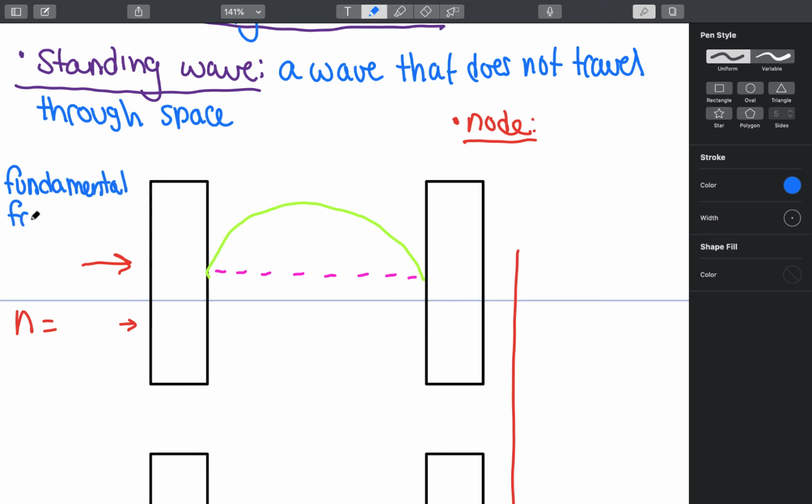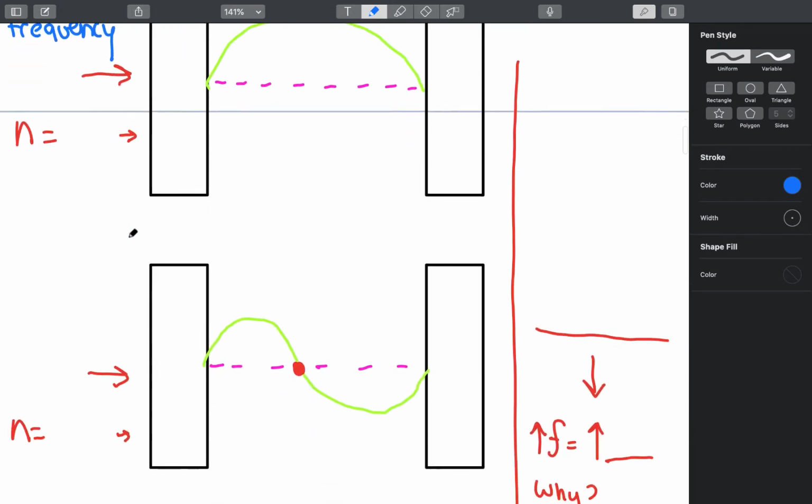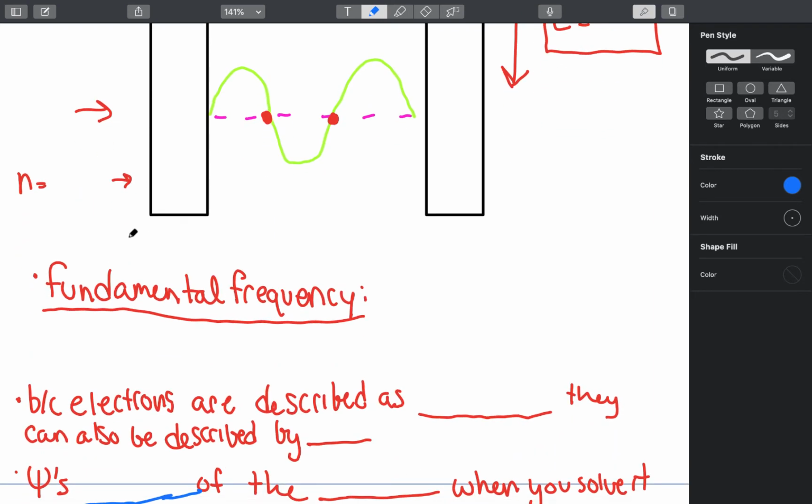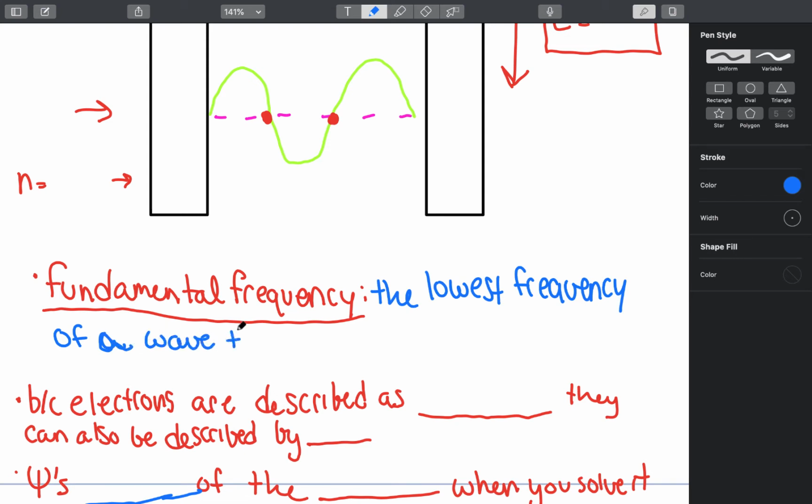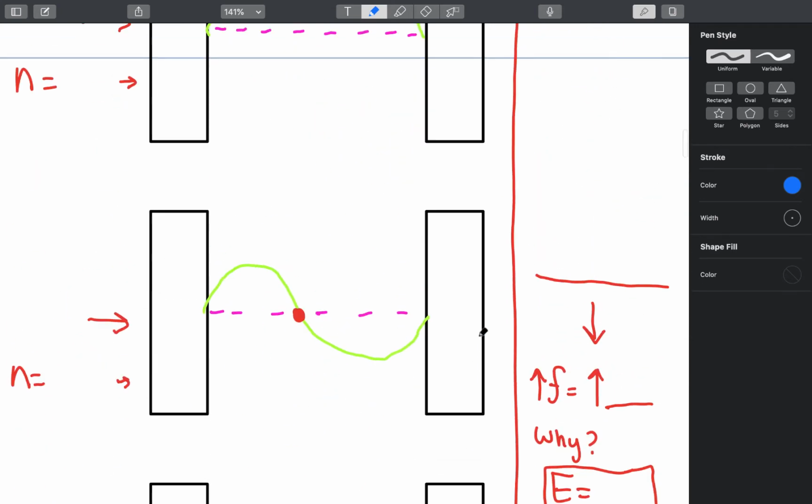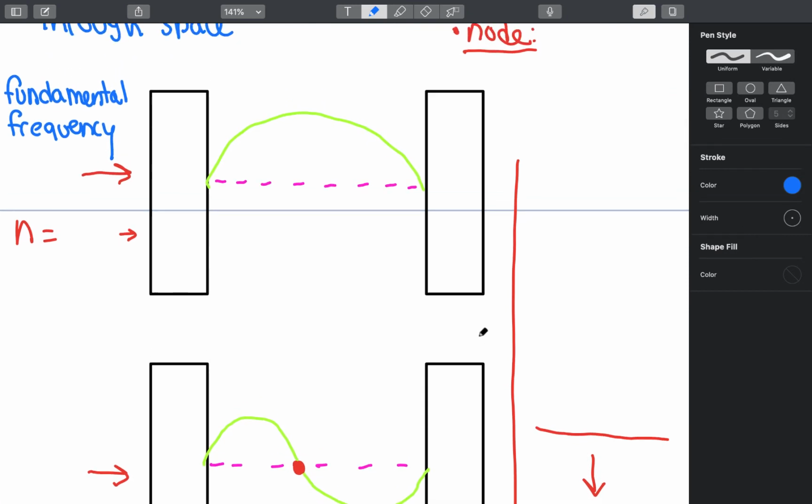So the fundamental frequency. What is the fundamental frequency? Well, the fundamental frequency is the lowest frequency of a wave that can be supported. So it's the absolute lowest frequency of a wave that can be supported. So that is the fundamental frequency.